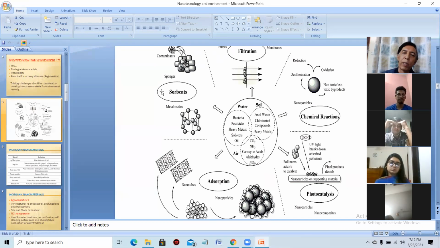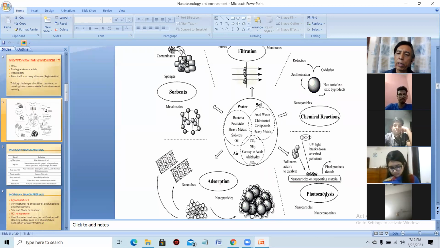By using sorbent means, by absorbing the pollutants or contaminants using nanomaterial. By adsorption on the surface of a nanomaterial. You see, it is a nanomaterial. If this pollutant or contaminant is adsorbed on the surface of the nanomaterial, it is then separated from the sample, or from the polluted sample.